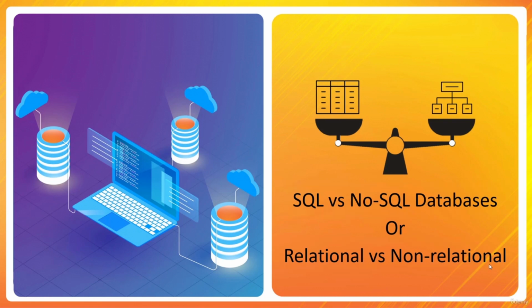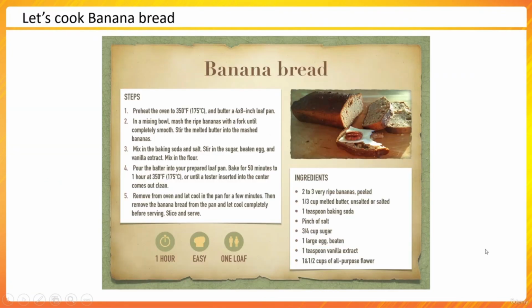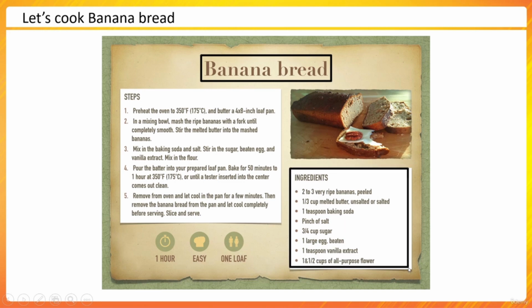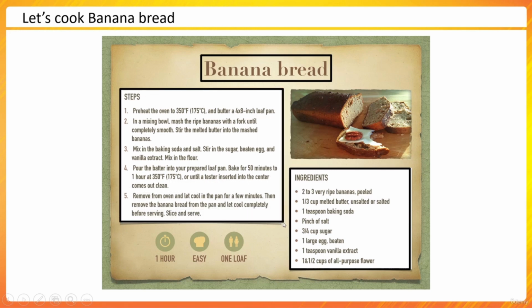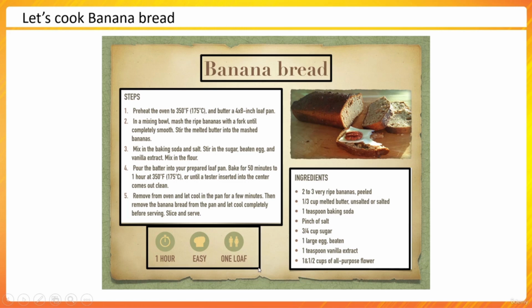Let's try to understand the pattern of data by using an example. Let's take a recipe card here. This recipe card is for making banana bread. On one single page, I am getting details about the ingredients required, the steps to follow, and more information like how much time it takes, is it an easy recipe, how much it would be sufficient for.